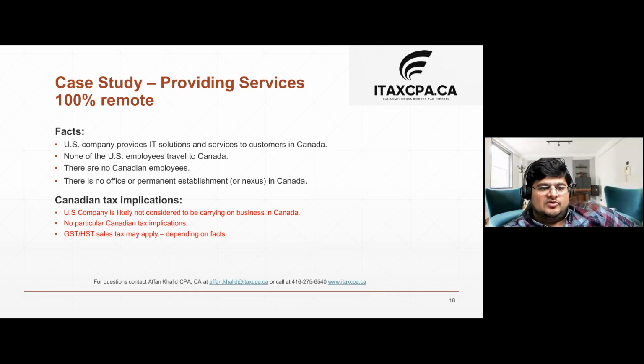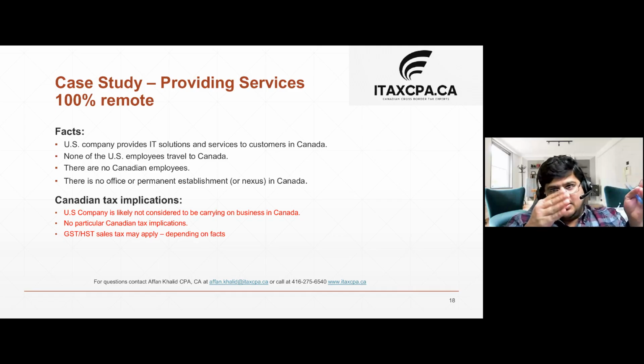Good. In terms of Canadian tax implications, the US company is likely not considered to be carrying on business in Canada. No particular tax implications, but you have to watch for the GST HST rules. The GST HST rules were recently amended to account for the e-commerce trade and US vendors selling to Canadian customers. And it even happened to me. If I have to choose between two vendors, I would choose a US vendor, because they will not be charging HST or sales tax. So I will not choose a Canadian vendor because they are forced to charge GST, HST. So the rules were implemented to make sure it's a level playing field.